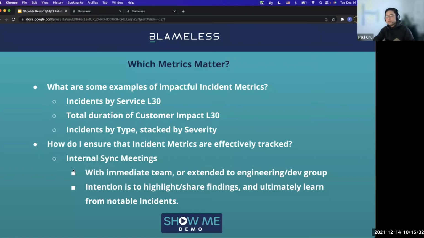And by doing so, this is going to allow you to capture a lot of this information. So the results here are then being able to track things like incidents by service within the last 30 days, the total duration of customer impact within the last 30 days, incidents by type stacked by severity. So I'll show you what that looks like. And then from those metrics, how do I ensure that incident metrics are effectively tracked? And I think this is where it gets to more of the culture piece of internal sync meetings.